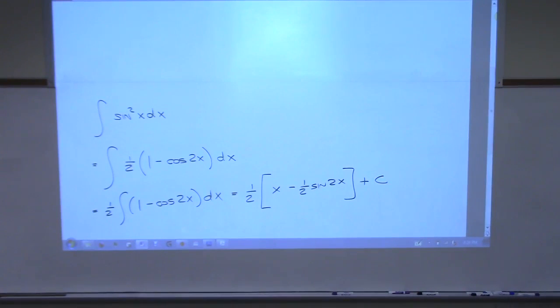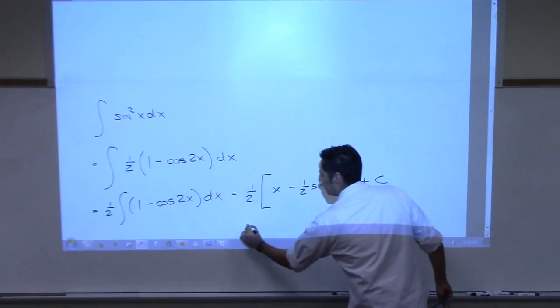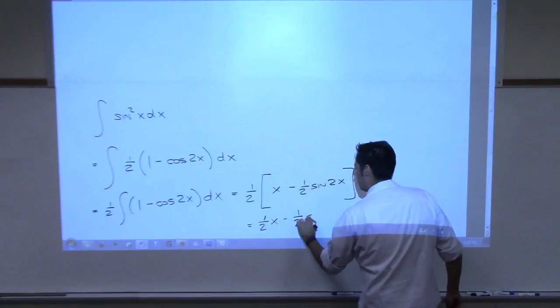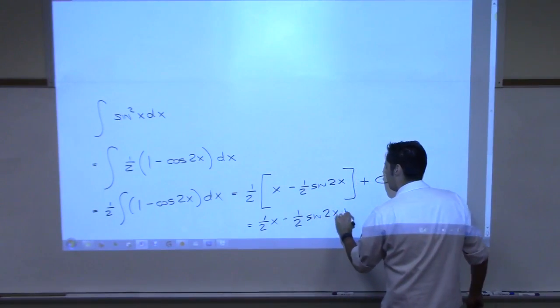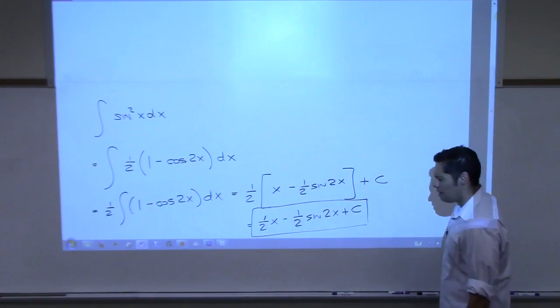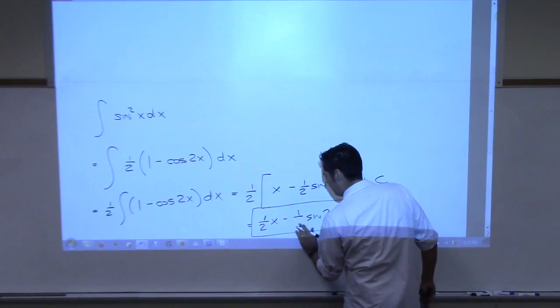And then you're going to have to distribute a half through again, right? So we just go and get 1/2 x minus 1/4 sine 2x plus c, box it up. And yeah, did I say 1/4? I wrote 1/2, yeah.